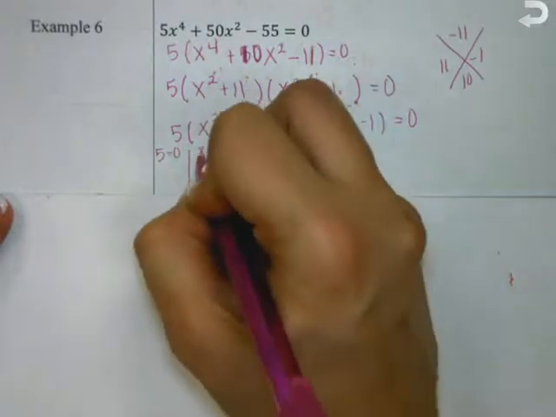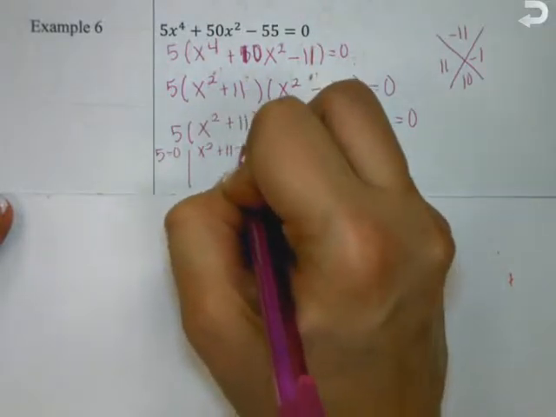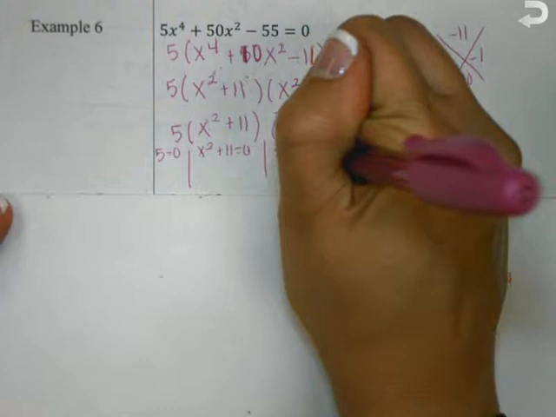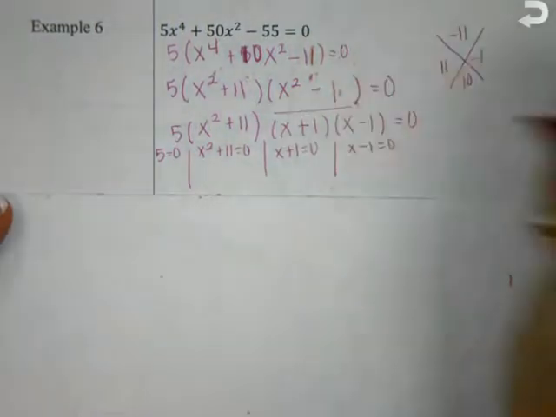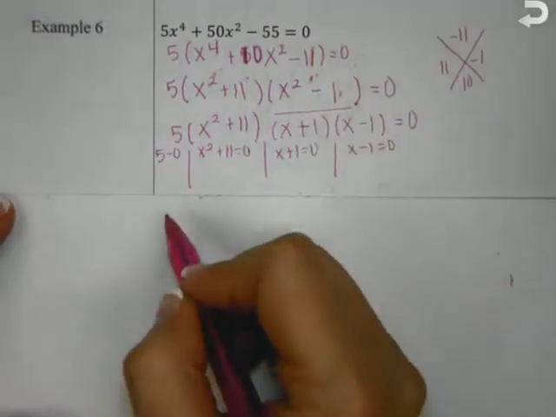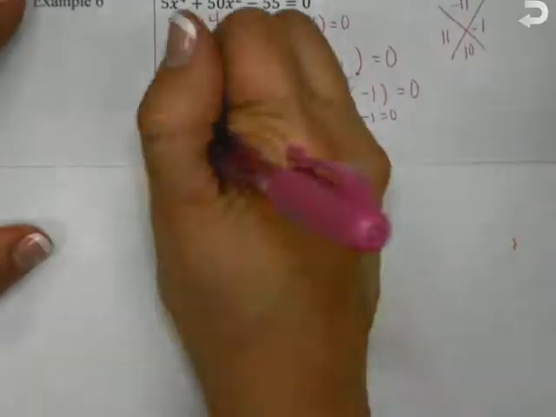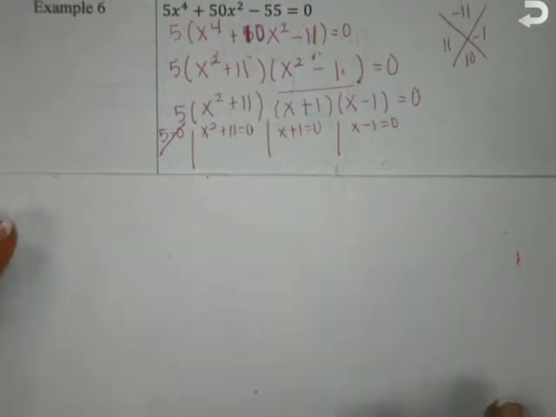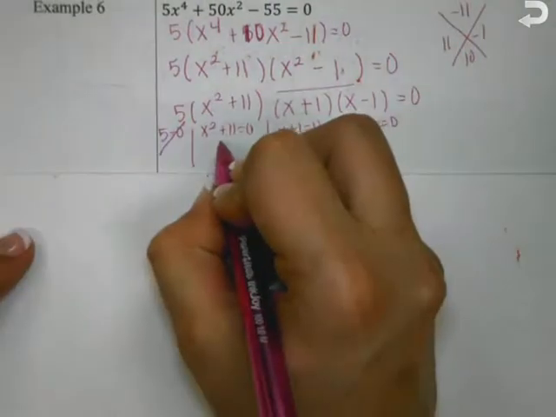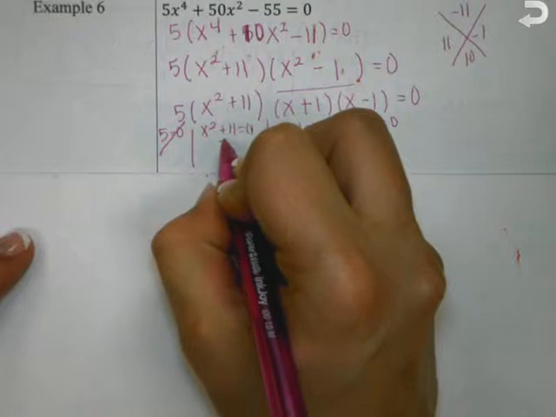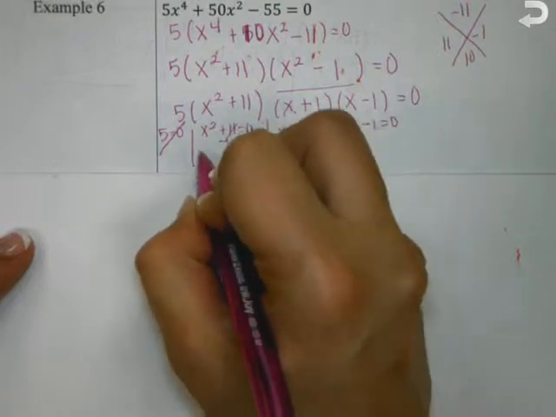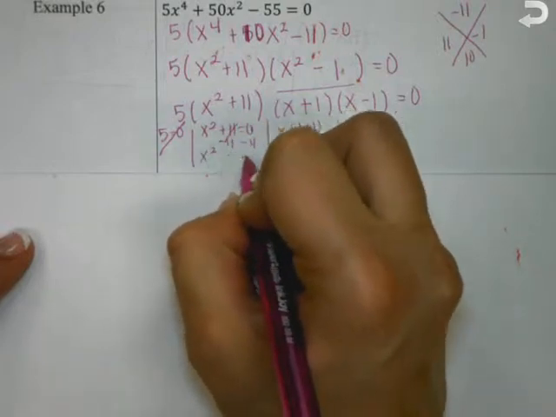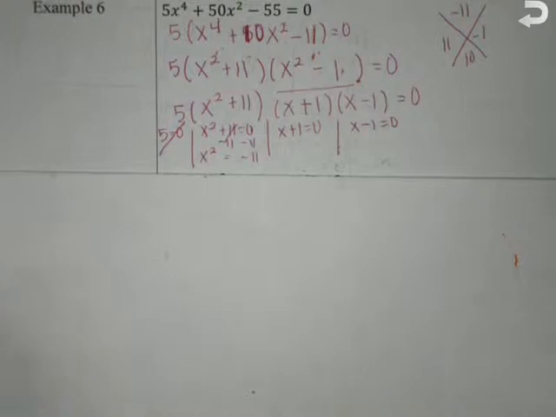Okay. 5 equals 0. Is that possible? No. So we don't count it. So there's only 3 possible. Now we're down to 3 possible answers. How do I solve this one? Subtract 11. Good. I get x squared equals -11. And then what did I do in the last one when I had x squared? Square root. Square root of x squared gives me x equals square root of -11.